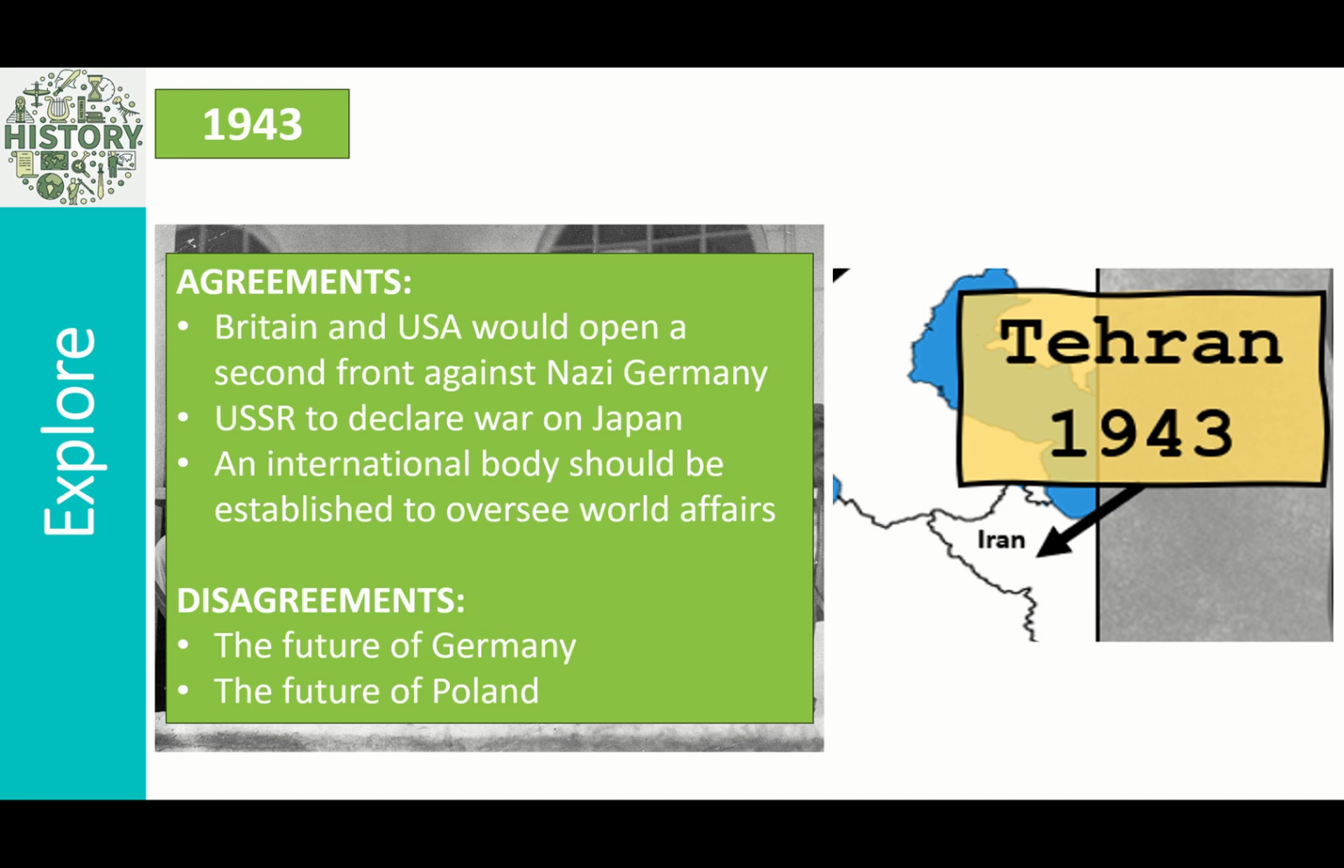There were some disagreements that started to manifest at Tehran. First of all, there's a disagreement about the future of Germany. Should it be divided up? Should it be occupied? Should we punish it like we did at the end of the First World War, the Treaty of Versailles?